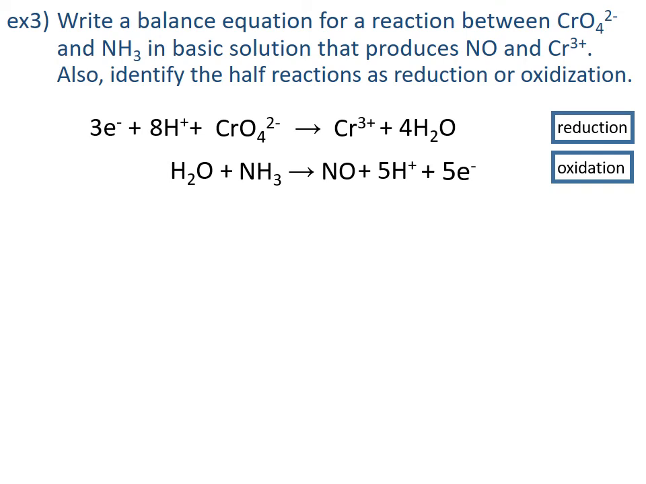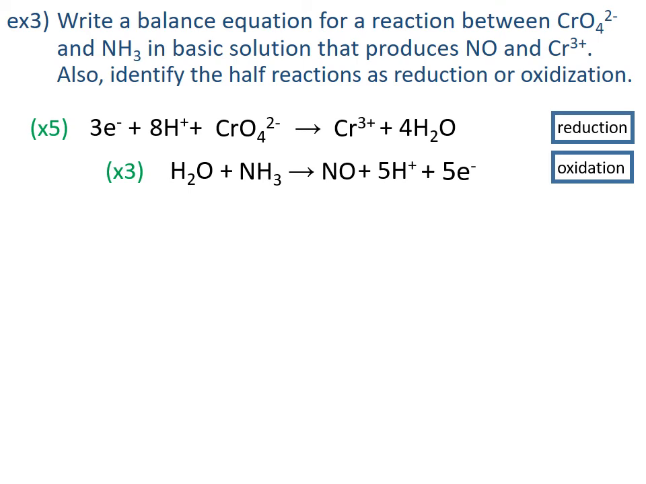So let's merge these lines. And we're going to do that by making sure the electrons cancel out fully. The smallest number that 3 and 5 can both go into is 15. So I will multiply the top line by 5. So I have 15 electrons in that line. And I'll multiply the bottom line by 3. So I will have 15 electrons in that line. So the electrons can fully cancel out.